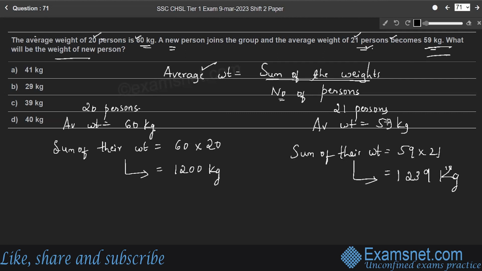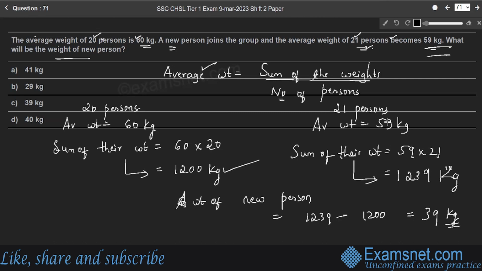Therefore, weight of the new person, right? So weight of the new person, only one person's weight. So total weight of 21 persons, which is 1239, minus total weight of 20 persons, 1200. So which is equal to 39 kg is the weight of the new person. Option C is the right answer.